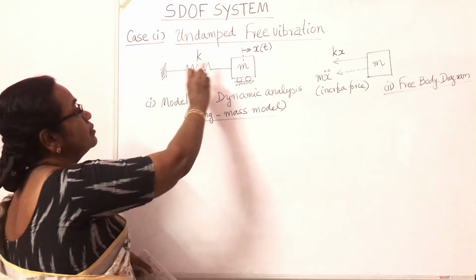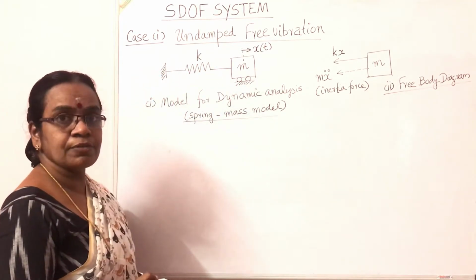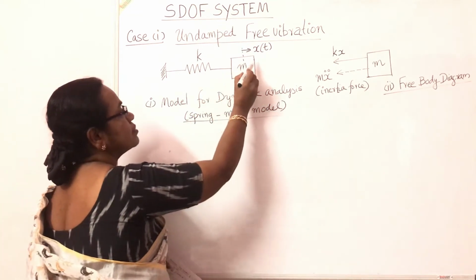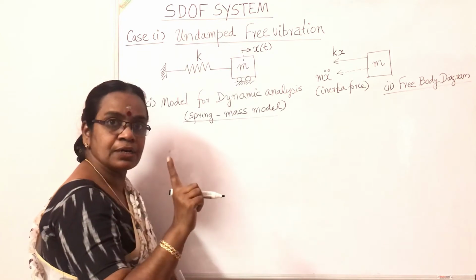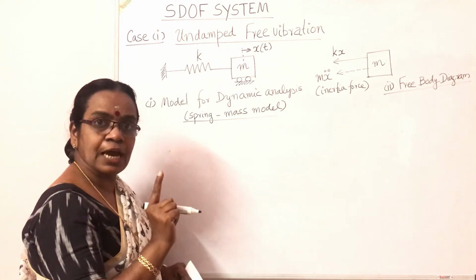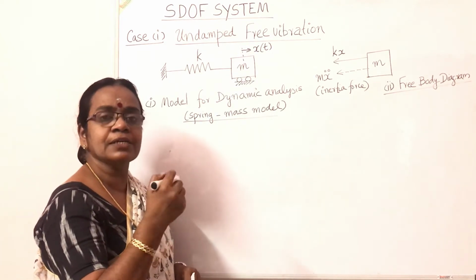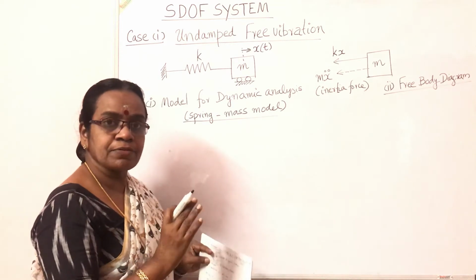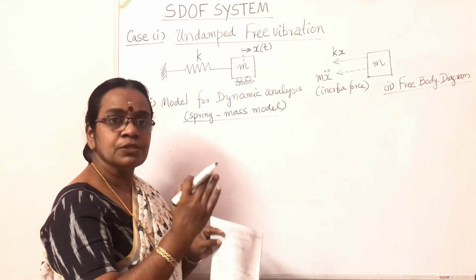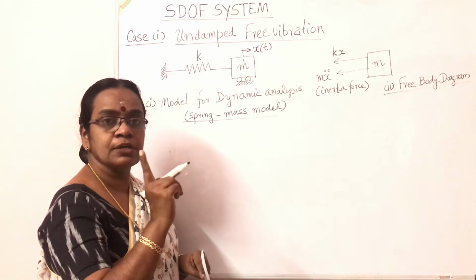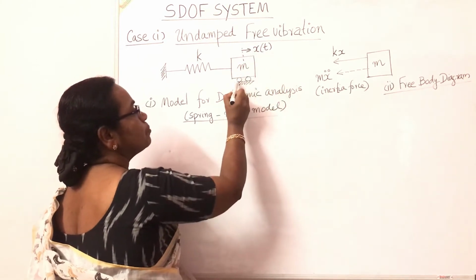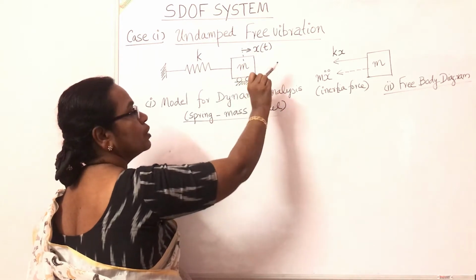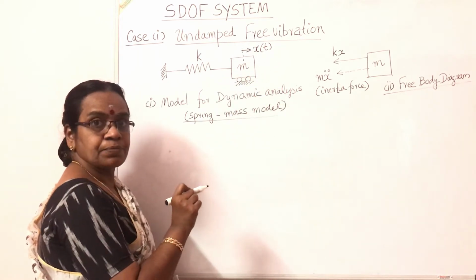So consider this undamped free vibration. A mass m, single degree of freedom system means only one coordinate is required to describe the position of the mass at any instant of time. From the start, after certain interval of time, to locate the position, there is only need for one coordinate. That one coordinate is x. That is why it is put on a roller. So this mass is moving only in the x direction.